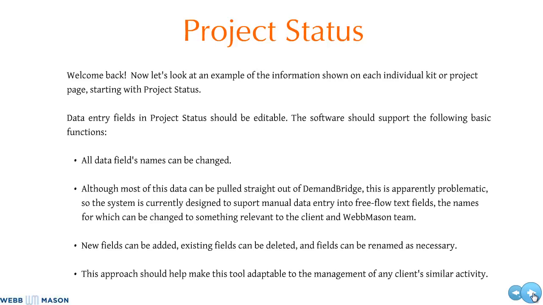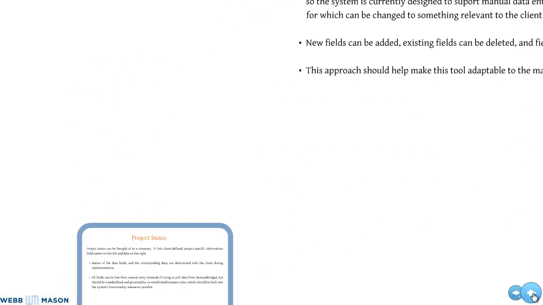Although most of this data can be pulled straight out of Demand Bridge, this is apparently problematic, and so the system is currently designed to support manual data entry into free flow text fields, the names for which can be changed to something relevant to the client and WebMason team. New fields can be added, existing fields can be deleted, and the fields can be renamed as necessary. And this approach should help make this tool adaptable to the management of any client's similar activity.